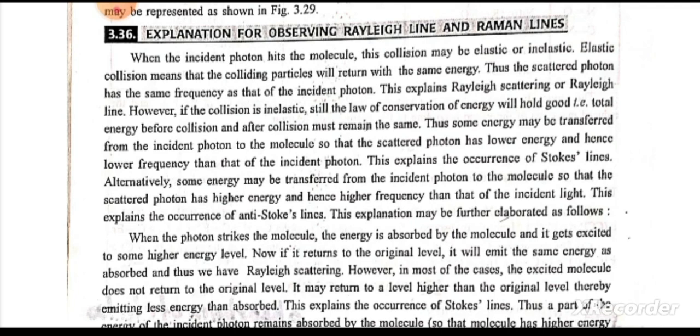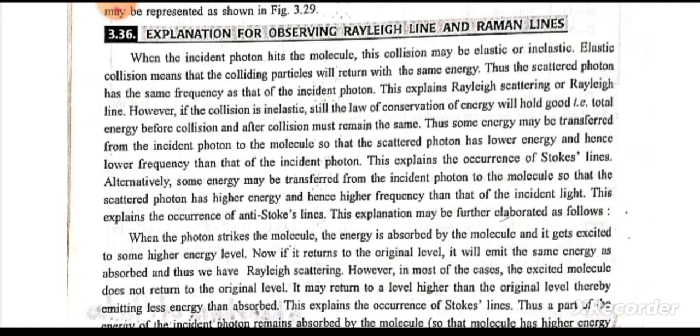However, if the collision is inelastic, still the law of conservation of energy will hold good. That is, total energy before collision and after collision must remain the same. Thus, some energy may be transferred from the incident photon to the molecule so that the scattered photon has lower energy and hence lower frequency than that of the incident photon. This explains the occurrence of Stokes lines. Alternatively, some energy may be transferred from the molecule to the photon so that the scattered photon has higher energy and hence higher frequency than the incident light. This explains the occurrence of anti-Stokes lines.